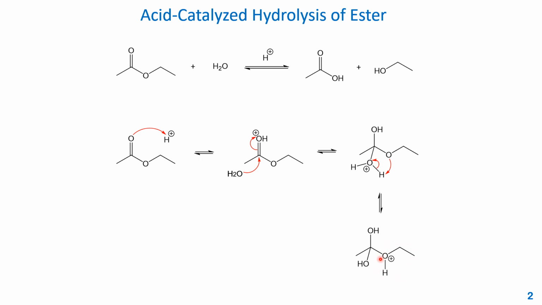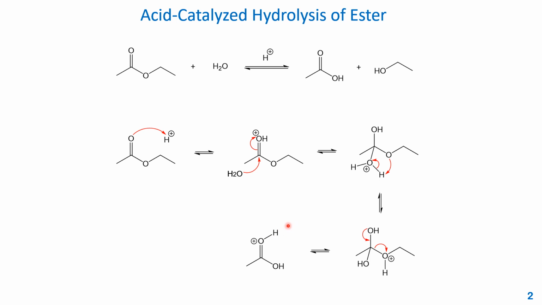this is an alcohol. The leaving group will be kicked off by the lone pair of oxygen pushing back to form the double bond and then kick off this leaving group as ethanol. And then you will form this protonated carboxylic acid.